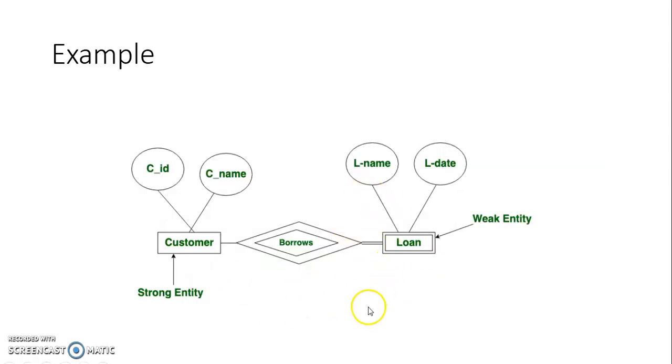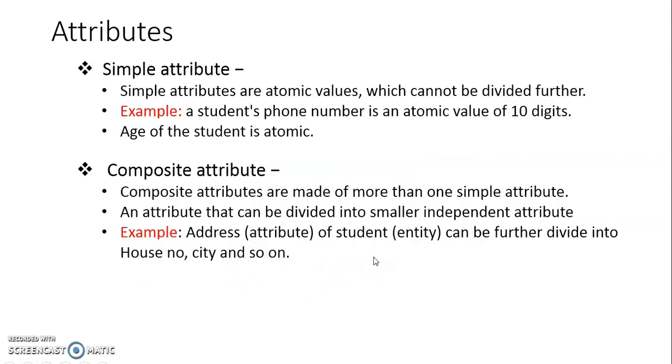Now see, this is a simple ER diagram where there are two entities, customer and loan. A customer is a strong entity and loan is a weak entity which is dependent upon customer. Here borrow is a relationship. Then there are two attributes, CID and CNAME, which relate to your customer entity, and LNAME and LDate, which relate to your weak entity. So this is how you can represent strong and weak entity.